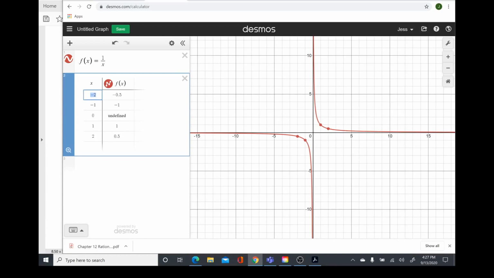So if I go down below, I can type in -3. And the order doesn't matter. I'm going to type in 3 as well. And the points that I had just typed in, or that I had asked to appear on the table, are now appearing on the graph.